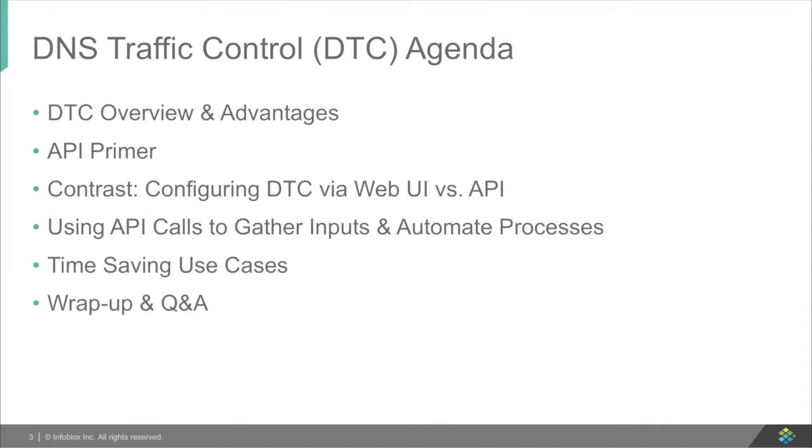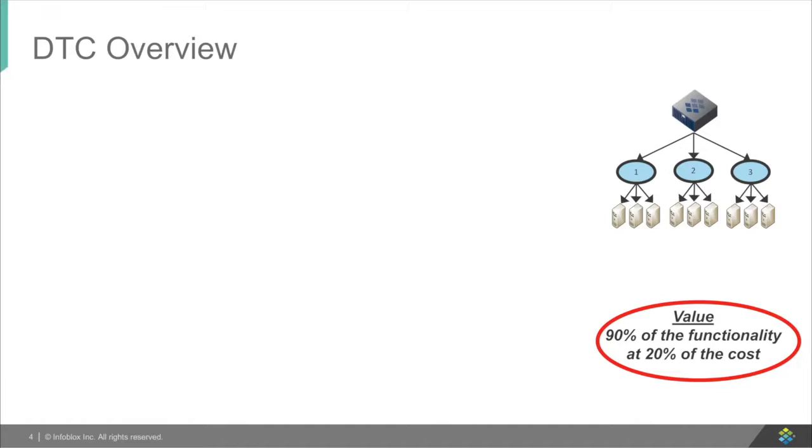So let's take a quick moment and look at the agenda. Today we're going to cover DTC Overview and advantages. We'll give you an API primer. Then we're going to contrast how to configure DTC via web UI versus APIs. We're going to use API calls to gather inputs and automate processes. And then we'll jump into some time-saving use cases, and then we'll wrap up with some Q&A. So with that being said, why don't we jump into taking a look at the DTC overview.